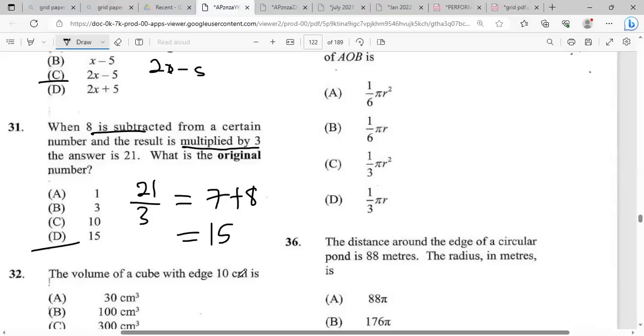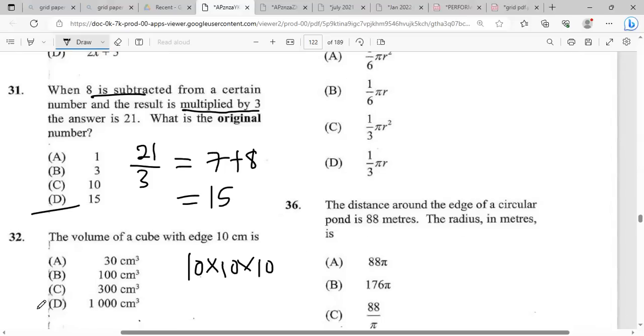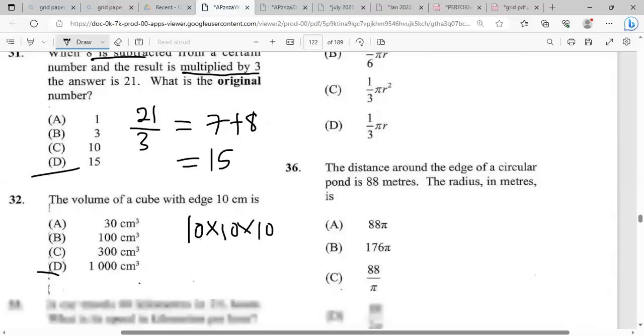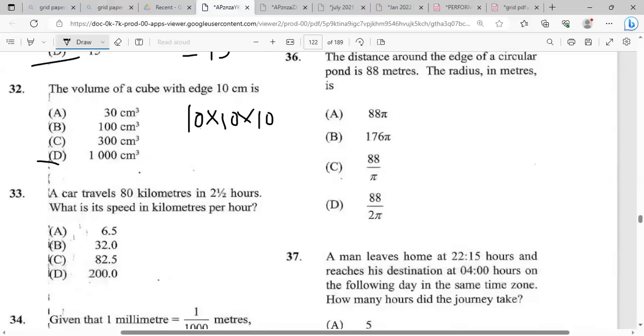The volume of a cube with edge 10 centimeters. So that's going to be 10 times 10 times 10, which gives us 1,000. See which option that is, yeah, D. All right, let's move on to 33. Why do I feel like 33 they're down here? So okay, cool. And 34 too.